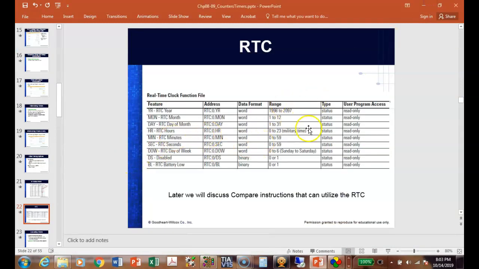So normally when we get into compare instructions, you'll see how we could actually set that. We could use the second on that instead of the real-time clock. I mean, if I wanted something to blink for 1 second, then I would probably use the seconds up here.